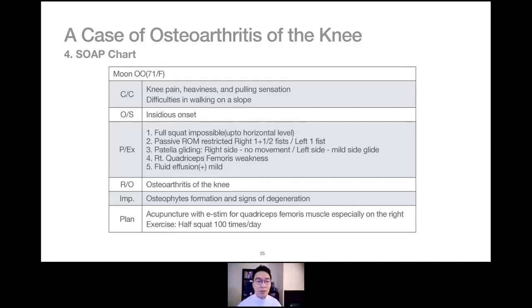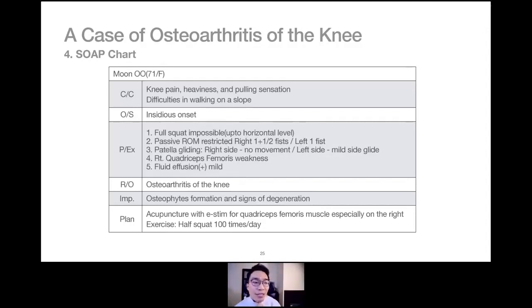And let's focus on the plan. I believe more than 90 or 99% of you may focus on the plan, the treatment plan. So what have you done for the patient? Now I want to answer that question.